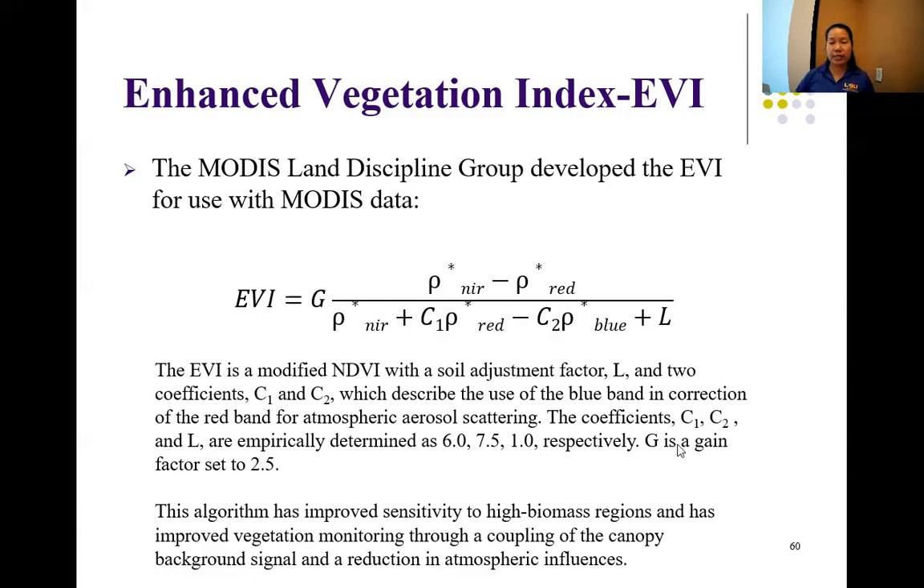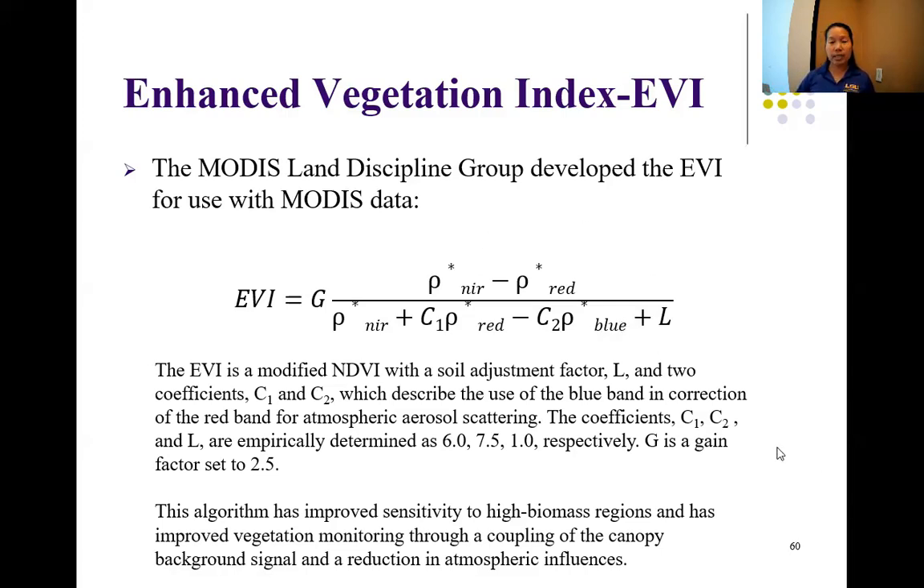And G is a gain factor that is typically set to 2.5. So now let's take a look at this equation again. G is known, and C1 is given, C2 is given, L is given. So once you have the data set, basically input these three bands, you can calculate the enhanced vegetation index.